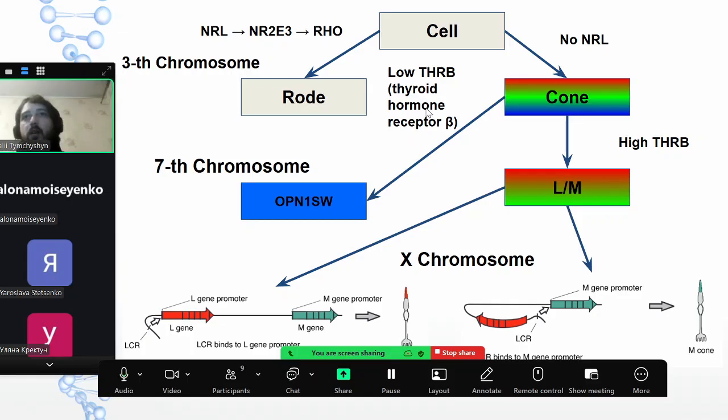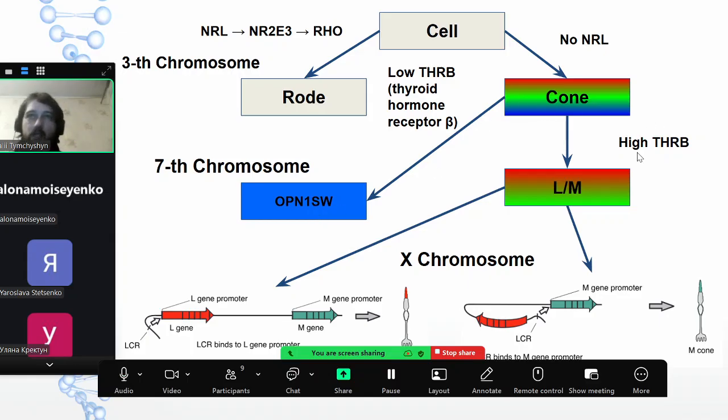Depending on the thyroid hormone, low THRB leads to the activation of genes from the 7th chromosome and expression of gene OPN1SW. So you might guess that each cell carries only one type of the receptors, and here is basically the table that shows you how they choose what to express.